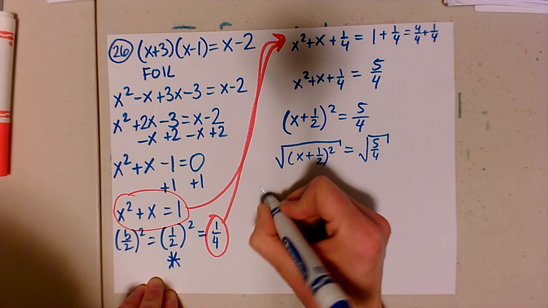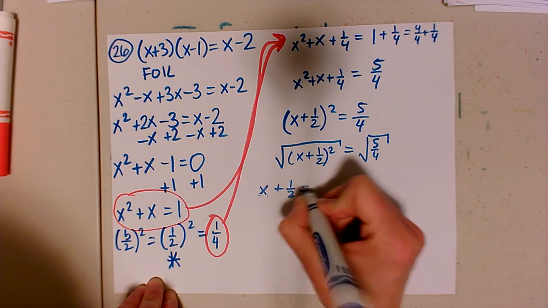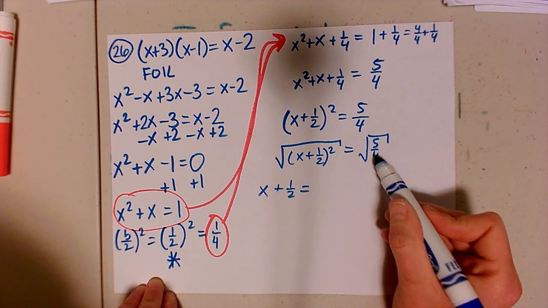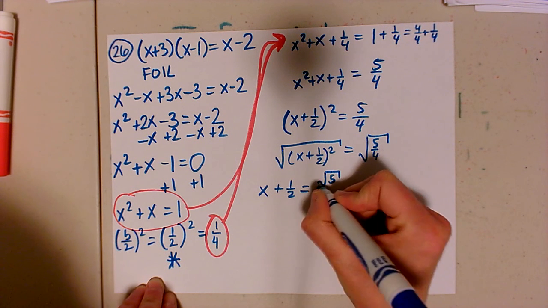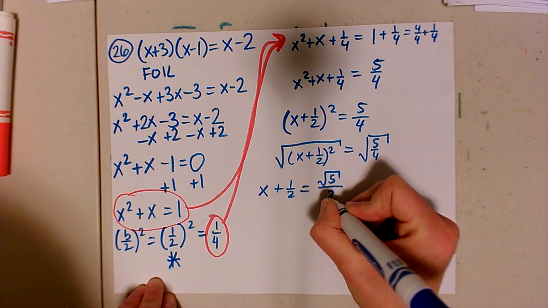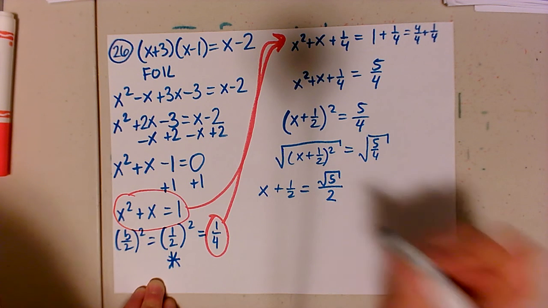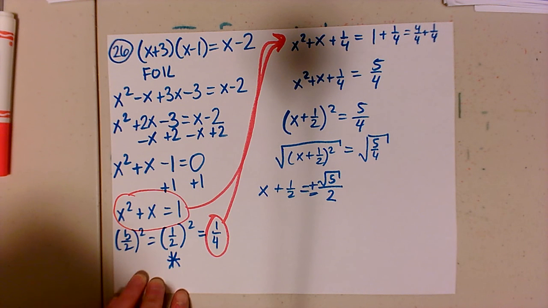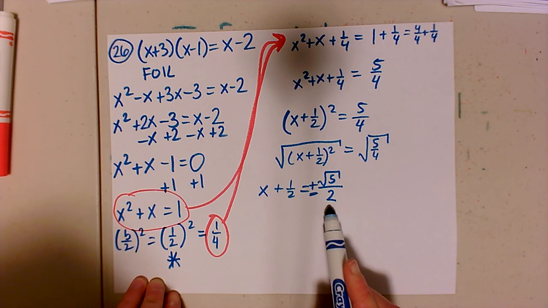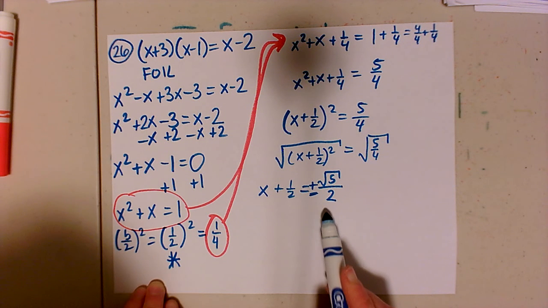Okay, so on the left we'll get x plus 1 over 2, and then on the right, well, we can't take the square root of 5, so we'll leave that like that. We can take the square root of 4, that's 2. And because we can't simplify the 5, we throw in that plus or minus. Okay, so now we can't simplify the 5, so this is kind of as far as we can go, the plus or minus root 5 over 2.